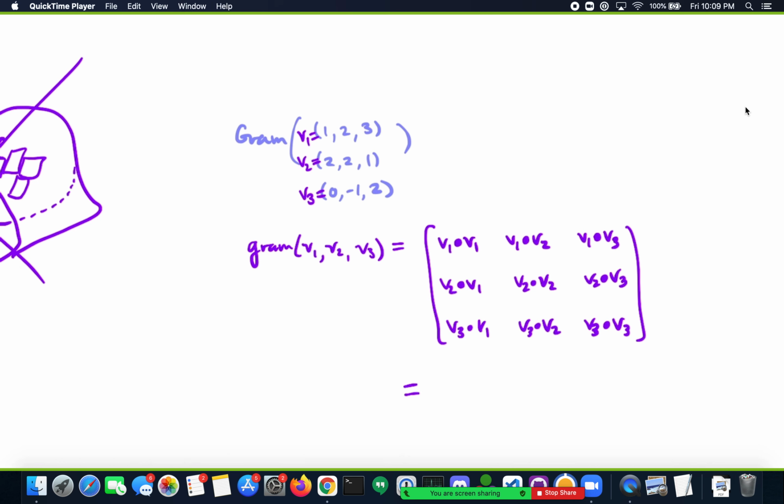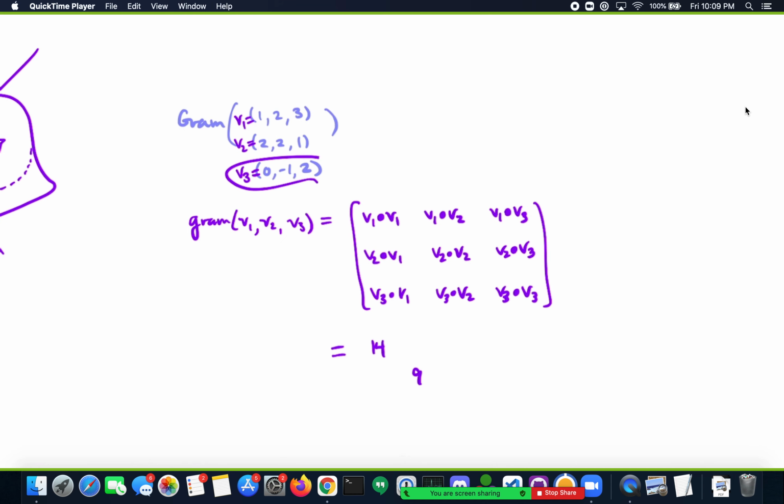Okay, let's actually calculate this. What's V1 dot V1? Well, it's 1 plus 4 plus 9. Oh, that's again 14. V2 dot V2 is 4 plus 4 plus 1. Okay, that's 9. V3 dot V3 is 0 plus 1 plus 4. That's 5. V1 dot V2 is 2 plus 4 plus 3. Is that 9? So we can fill in 2 items there.